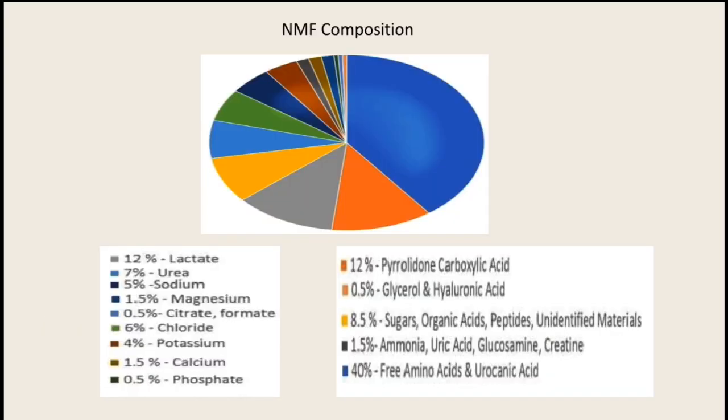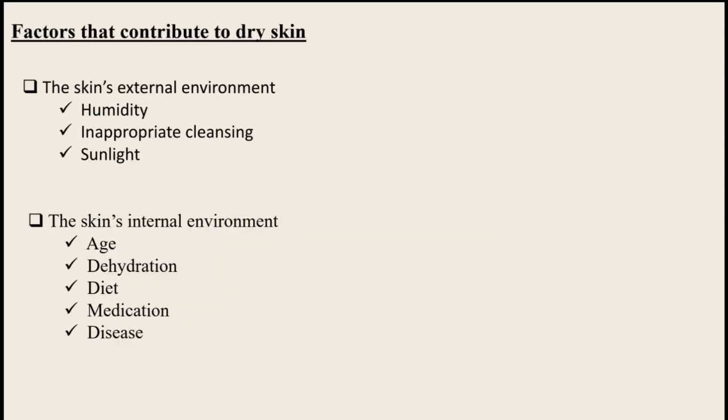So what are the factors that contribute to dry skin? There are two factors. One is skin's external environment, that is humidity, inappropriate cleansing and sunlight. Dry skin is more common when environmental humidity is low, which occurs in winter and sometimes during a hot summer also. Inappropriate cleansing, like washing skin too frequently with products that strip it of its natural lipid, can damage the skin's natural barrier. The third is sunlight.